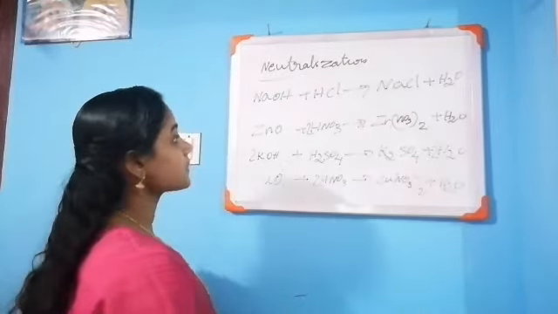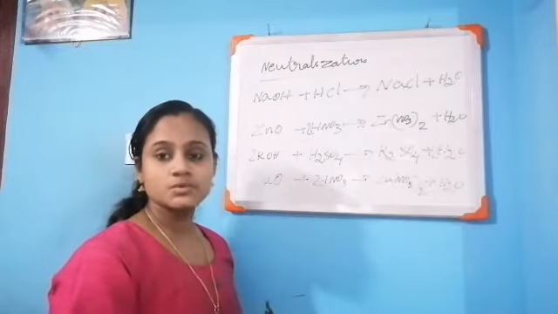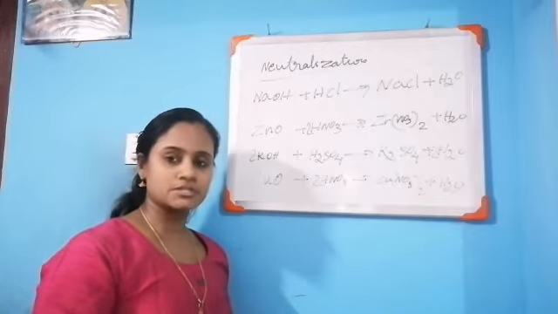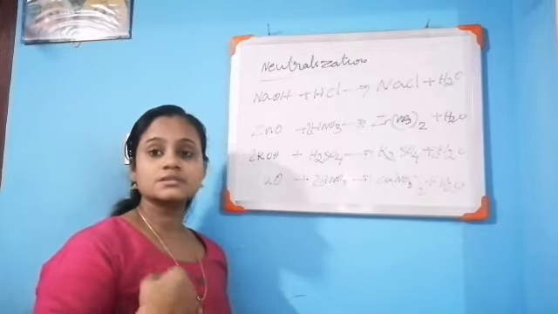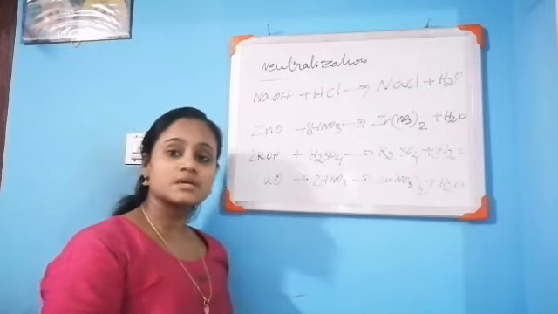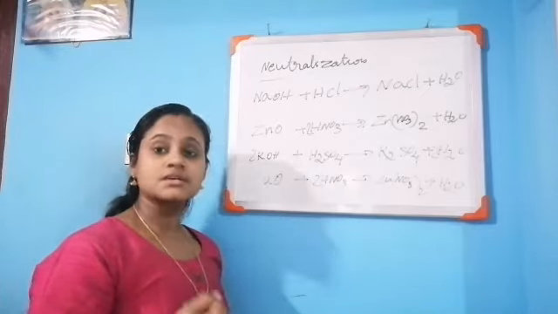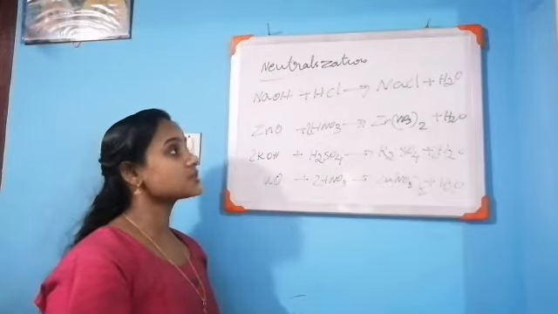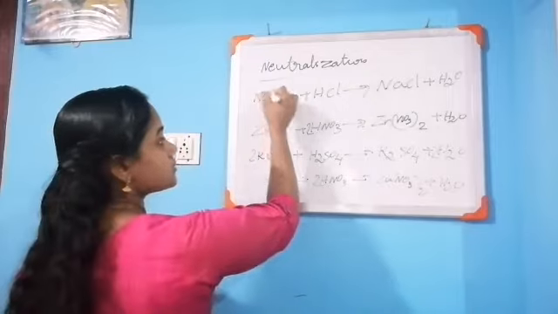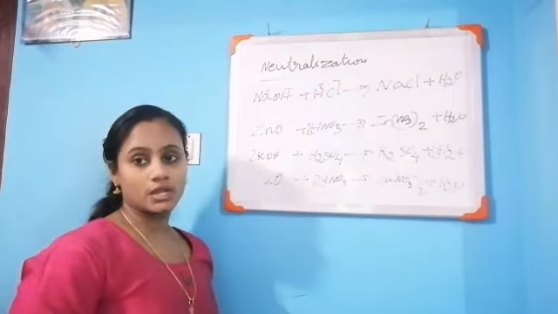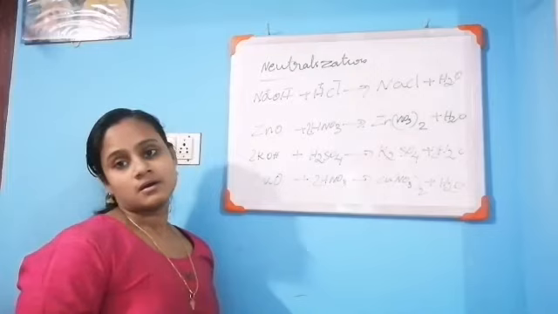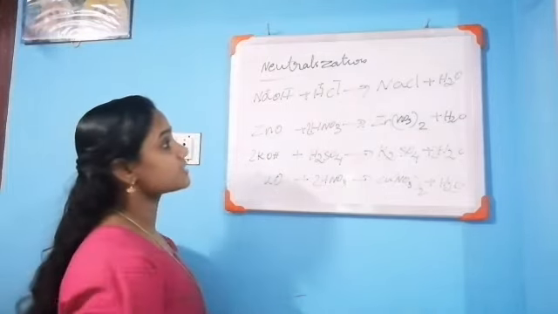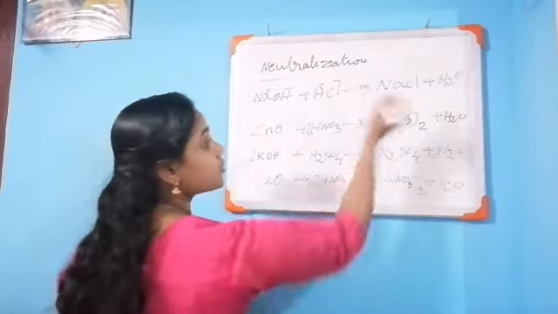We can check the examples. Sodium hydroxide is a base. Examples of bases are sodium hydroxide, potassium hydroxide, zinc oxide, copper oxide. Examples of acids: hydrochloric acid, nitric acid, sulfuric acid. So sodium hydroxide reacts with HCl. It is positive, negative, positive, negative. These compounds contain positive ions and negative ions.